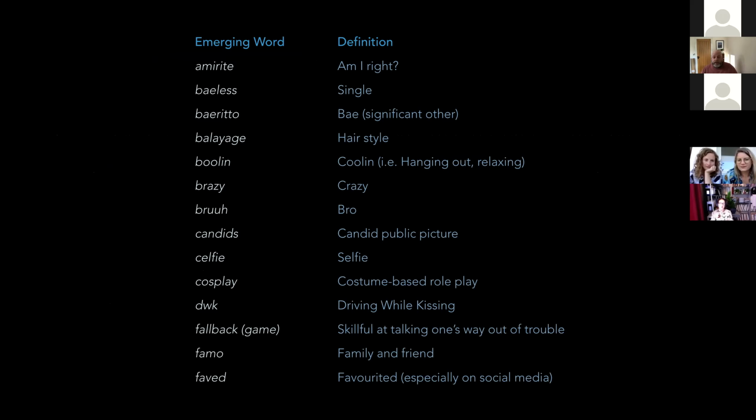Boulin and brazy are interesting. These are both made by taking words that begin with C and replacing them with B. This is done by the Blood Street Gang, who doesn't want to use words starting with C because of the Crypt Street Gang. So this is total social meaning marking, right?